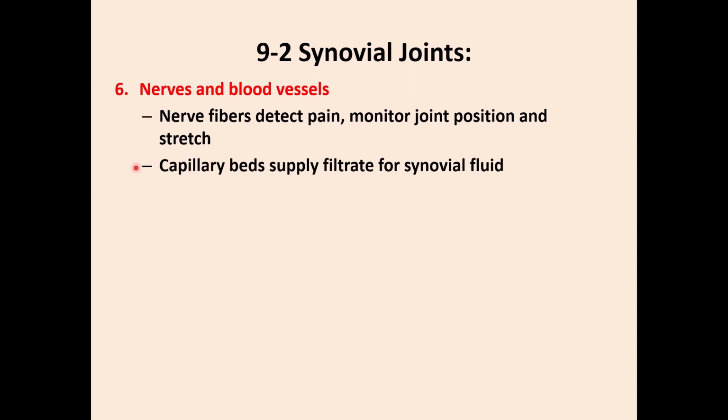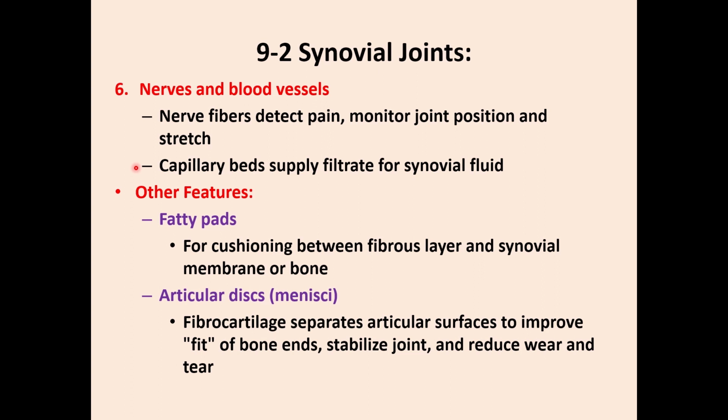There are also blood vessels there, and I already talked about that. Those blood vessels provide plasma filtrate for the synovial fluid that is supporting cartilage. There are also fatty pads there, and that can be between the fibrous layer and synovial membrane, or between the fibrous layer and the bone, and that provides a cushion. So it has a physical protecting feature.